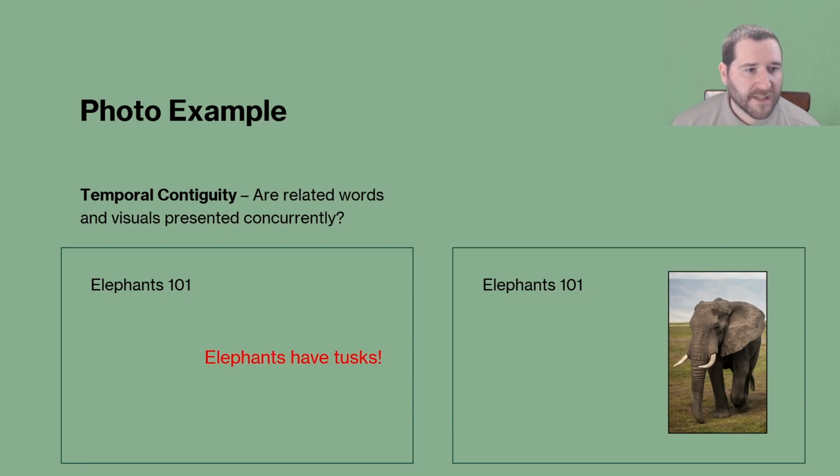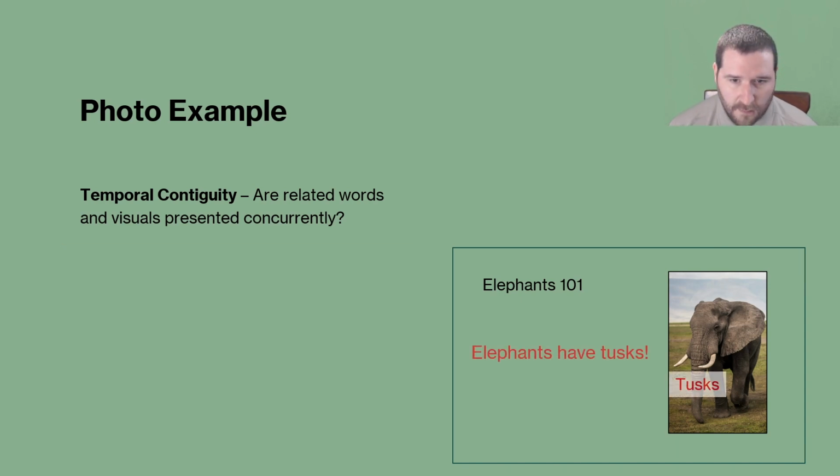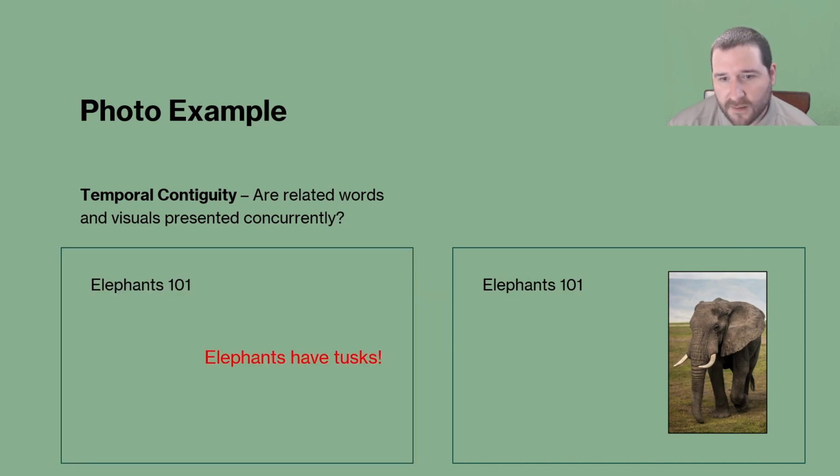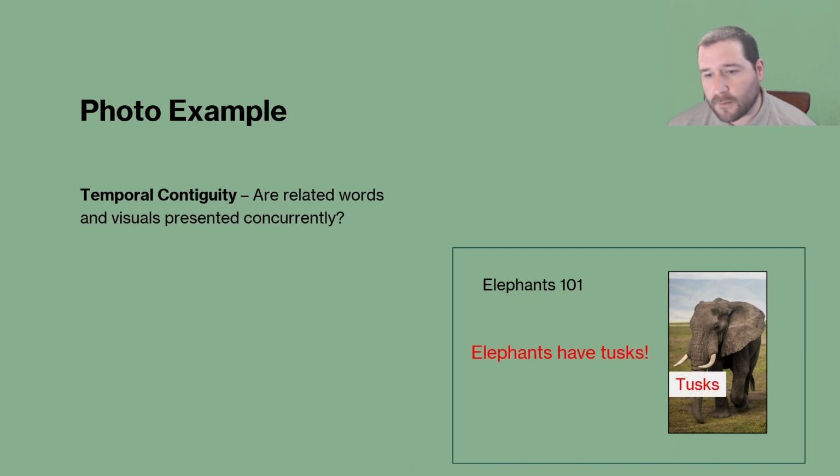And finally, our temporal contiguity principle. We want to present words and visuals concurrently. So if you're doing a slide deck, don't do one slide where you're talking about how elephants have tusks, and then the next slide show a picture of an elephant. Instead, let's present that information at the same time. Let's make these two slides into one, and even add a label in there to really illustrate our point. So that's temporal contiguity. Instead of presenting this information separately, let's present them at the same time.